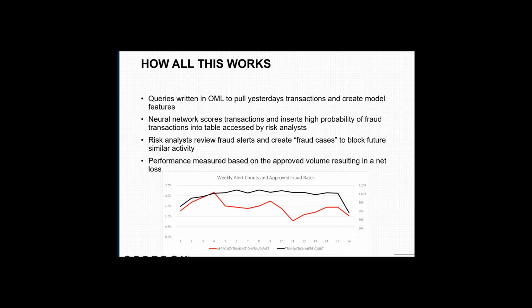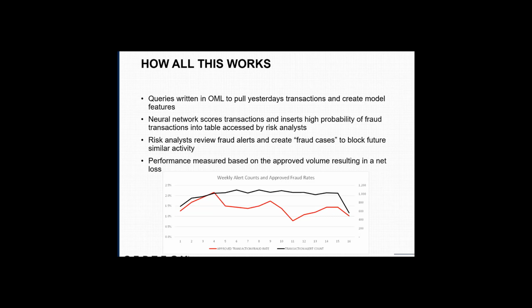So how does all this work? Well, the queries are written in OML, and they're set to basically run in the middle of the night. They pull all of yesterday's transactions to create the model features. Then the neural network scores the transactions and inserts the high probability of fraud transactions into a table accessed by risk analysts. They'll review the fraud alerts and create fraud cases to block future similar activity. So the performance right now is being measured based on the approved volume resulting in a net loss. The graph below shows you what we're typically looking at.